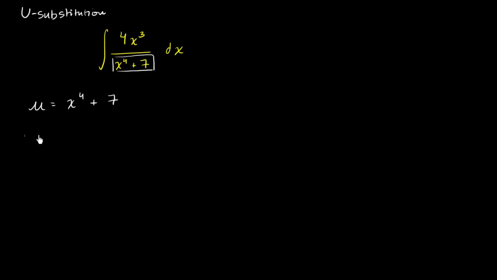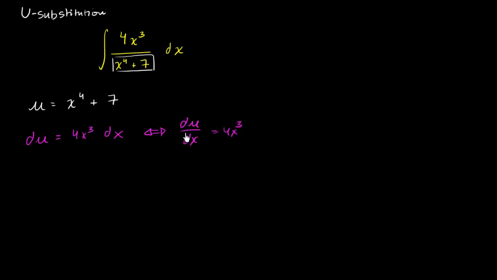Now, what is du going to be equal to? Du, well, it's just going to be the derivative of x to the fourth plus 7 with respect to x, so 4x to the third plus 0 times dx. I wrote it in differential form right over here, but it's a completely equivalent statement to saying that du, the derivative of u with respect to x, is equal to 4x to the third power.